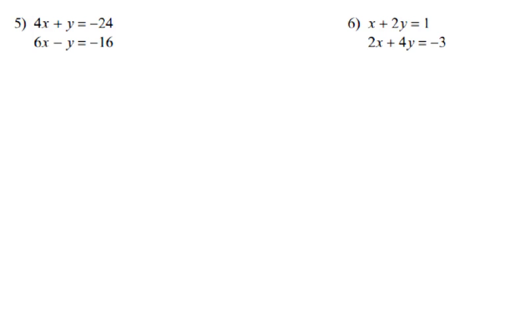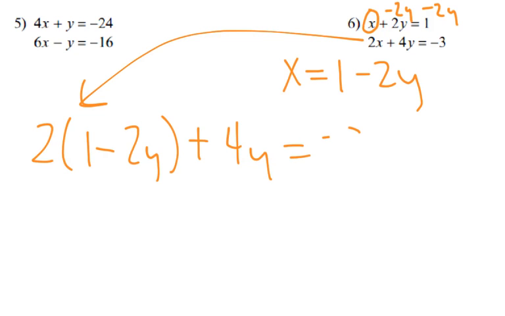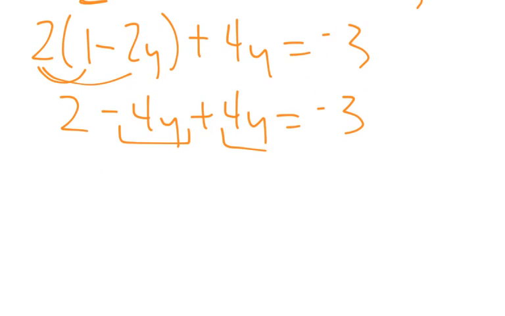Alright, on number 6, we've got no variable solved for itself, but notice that x, that's an easy one to solve for. So I'd subtract a 2y, giving me x equals 1 minus 2y. So then in this equation, I replace the x with 1 minus 2y. And then we simplify and solve. So 2, negative 4y plus 4y equals negative 3. Okay, now negative 4y plus 4y is going to give us 0y, which is just 0. So 2 minus 0 is just 2.